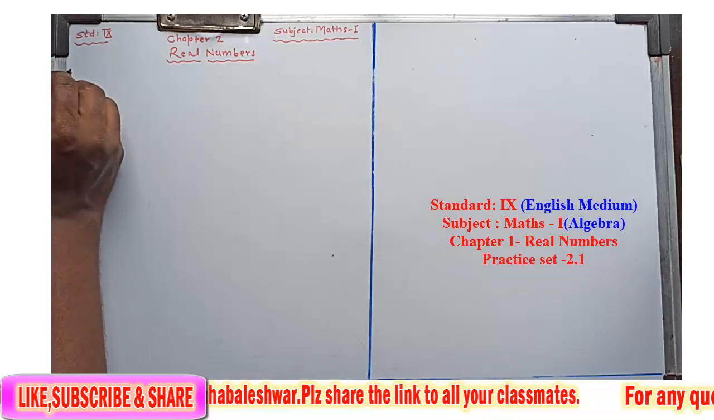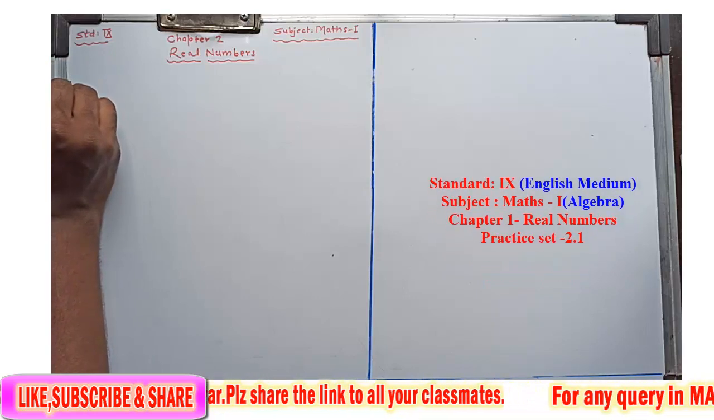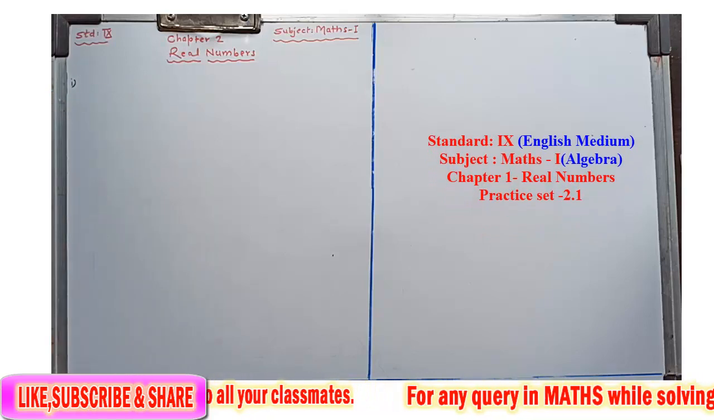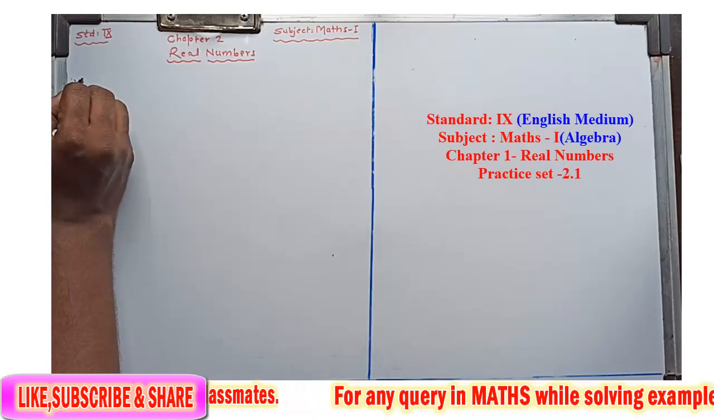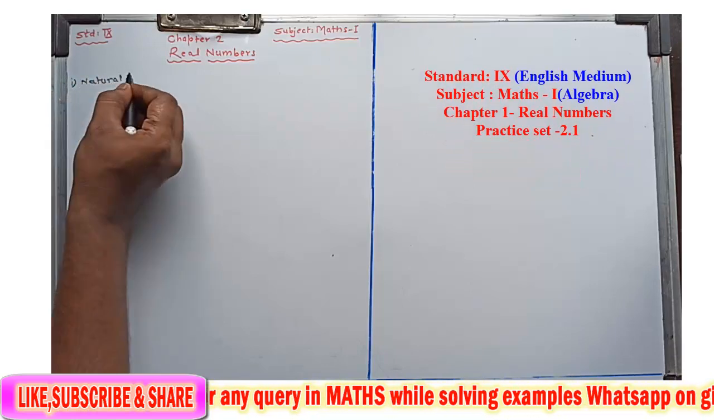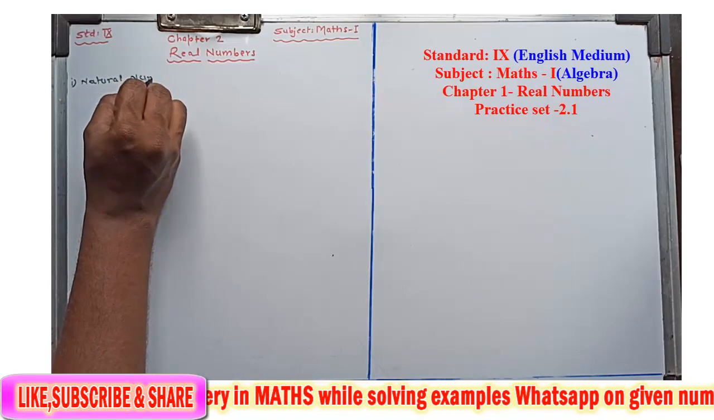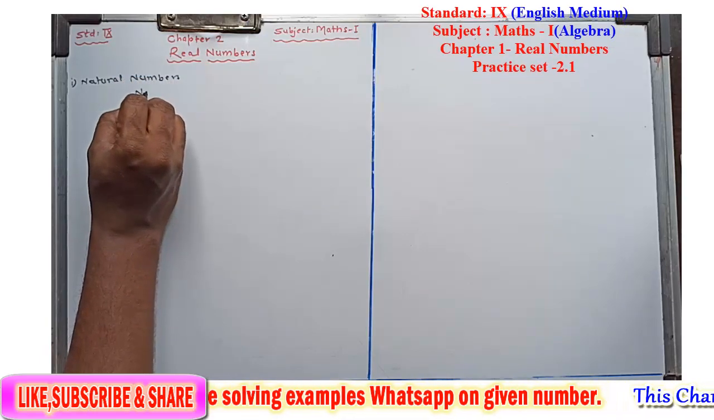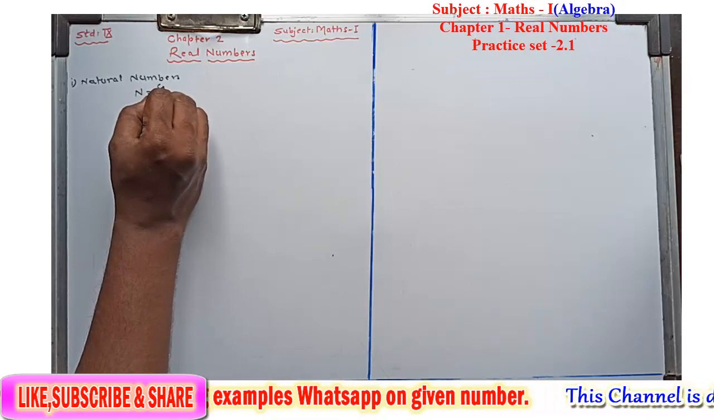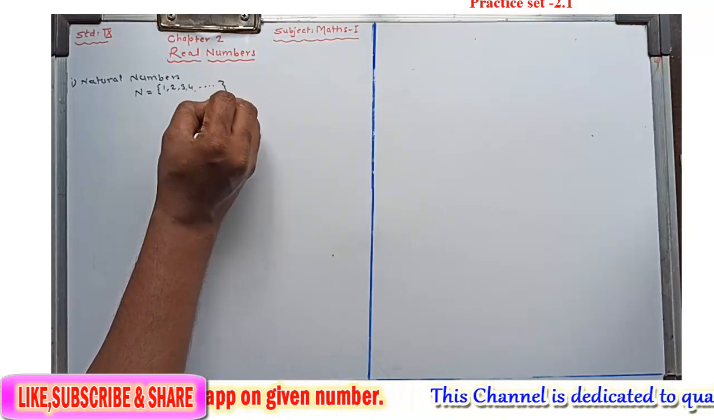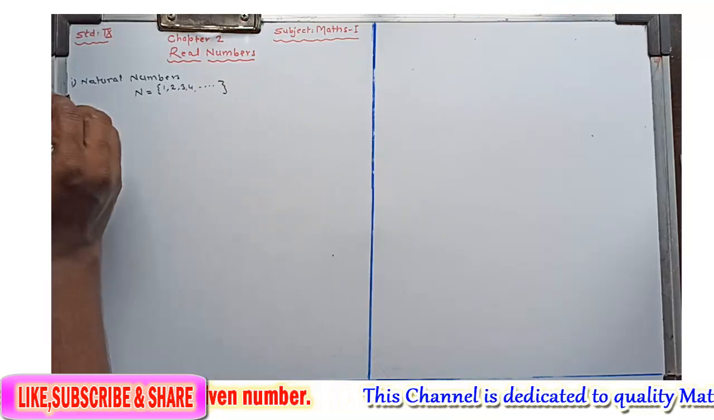In the previous lesson we studied the sets of numbers. The first set is the natural numbers. Just remember this, or revise this: the set of natural numbers is denoted by capital N and contains the elements 1, 2, 3, 4, the counting numbers. So these are the natural numbers.